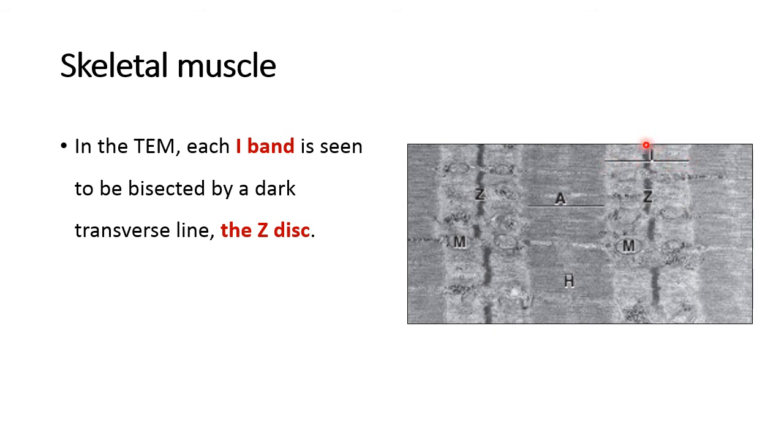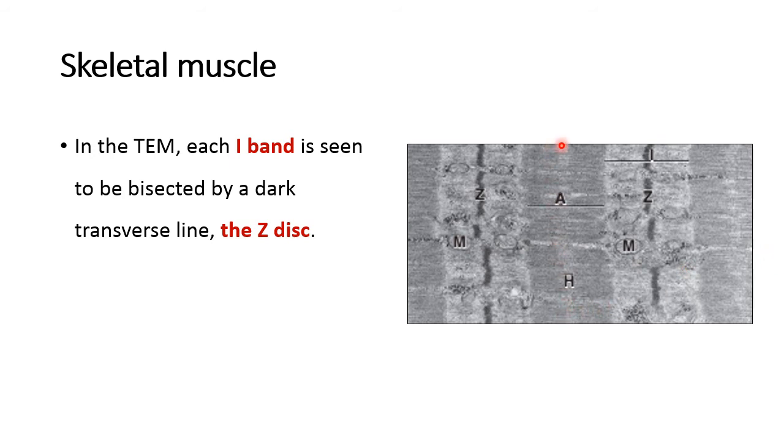It says that the middle of the I band is bisected by a dark line. This dark transverse line is called the Z disk. Okay, this dark line found in the middle of the I band is the Z disk. Okay, M stands for mitochondria. These M rounded structures are mitochondria.